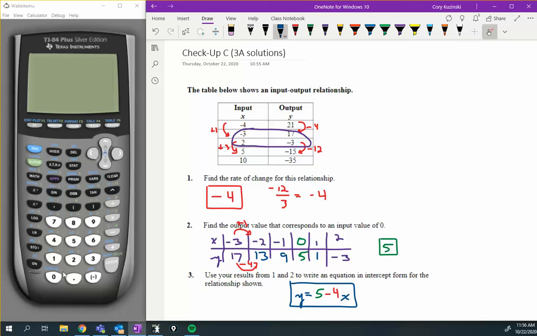With a graphing calculator, we can go to y equals and type that equation, 5 minus 4 times x. Then we go second graph, which gives us a table, and we can check these inputs. -4 with 21, yep. -3 and 17. 2 and -3. 5 and -15, and of course 10 and -35. So it looks like we got everything right.